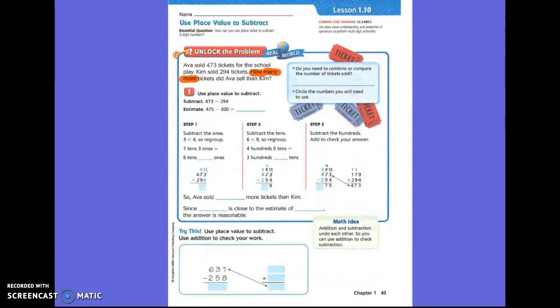Okay, let's look at the blue box. Do you need to combine or compare the number of tickets sold? Combine means what? Add. So we're not combining. What did the question ask? Do you need to combine or compare? You just told me that combine means add. And this said how many more, which we said means subtract. So we're not combining, we are comparing. Write that down.